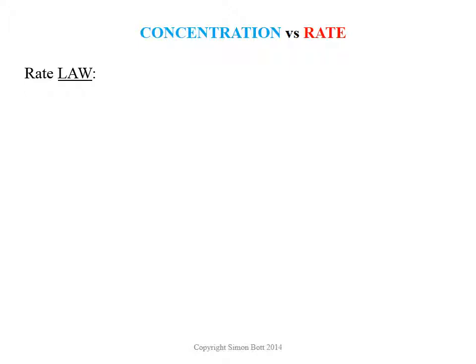Now rate law is always of the form rate equals K times the concentration of reactant 1 raised to the power, in this case of X, times concentration of reactant 2 raised to the power of something, in this case Y, times concentration of reactant 3 raised to the power of something, Z, etc. Right? Anytime you've got a rate law, it's got to start rate equals K and then times the concentration of reactants, each raised to a particular power. Okay?